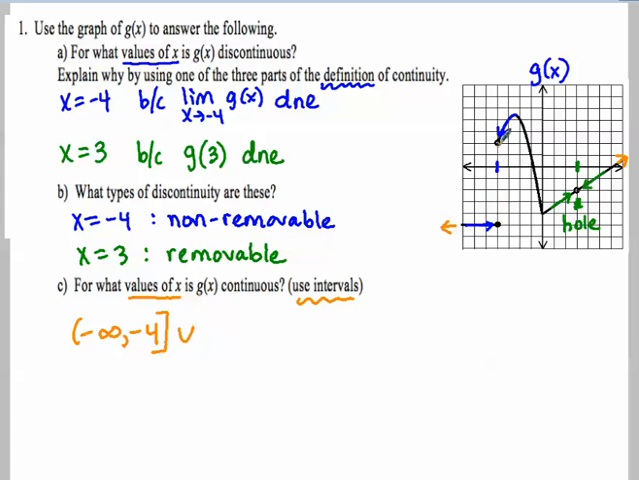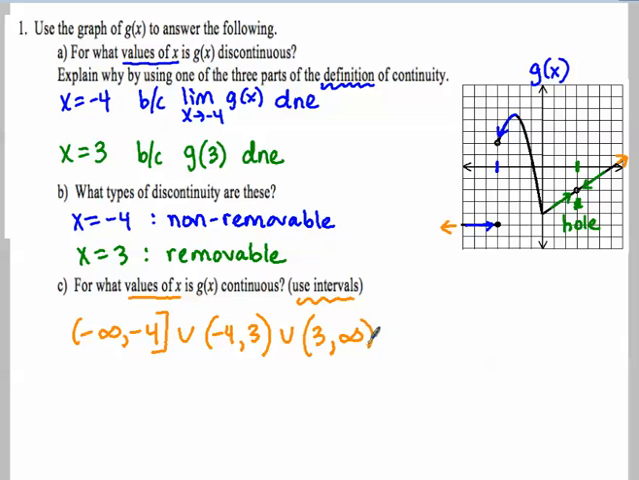Union, now when I jump up to the next part, there's a hole there. So that has to be a soft bracket at -4 because I can't color in that spot. Go until I get to 3. There's a hole there. So at 3, we're going to have a soft bracket on both sides, continuing from 3 to infinity.